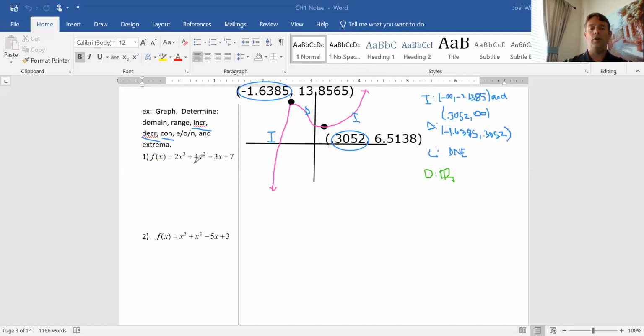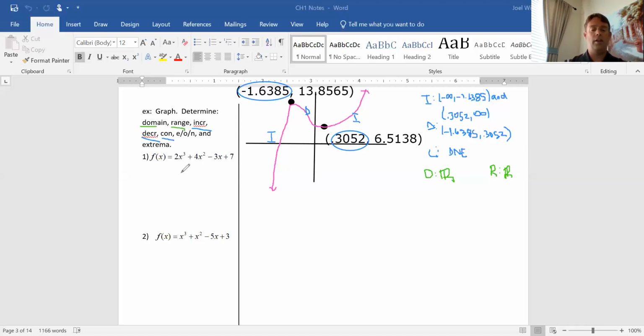Notice my range. Now, range is when I'm dealing with the y values. So I'm going from negative infinity up to positive infinity. So my range is also going to be all real numbers. Did domain and range now.